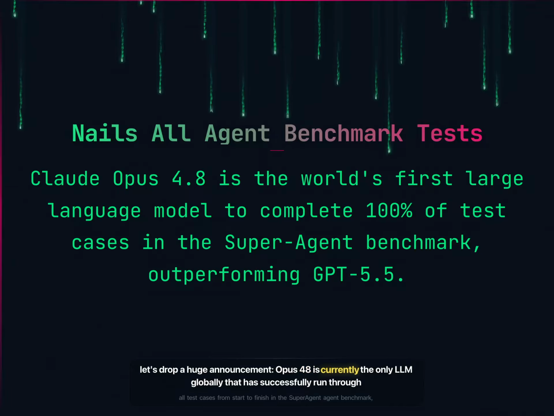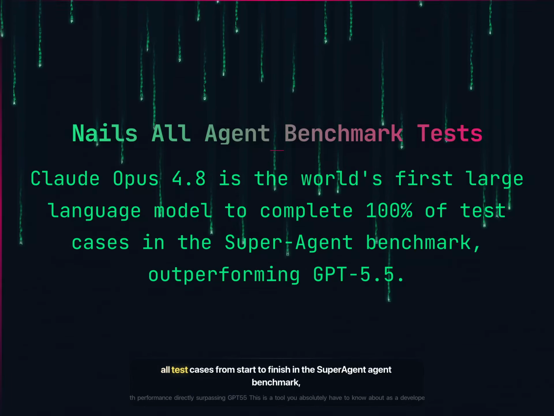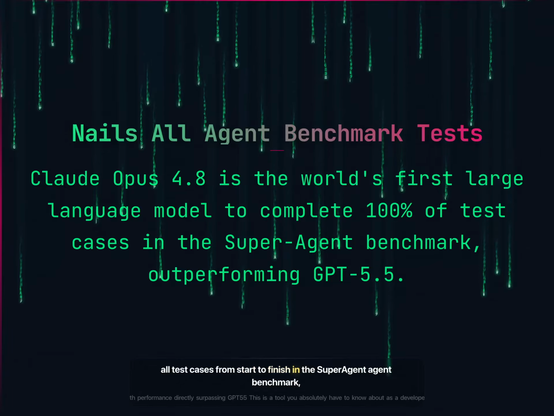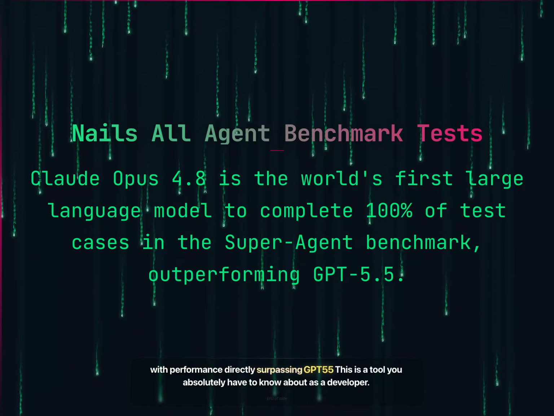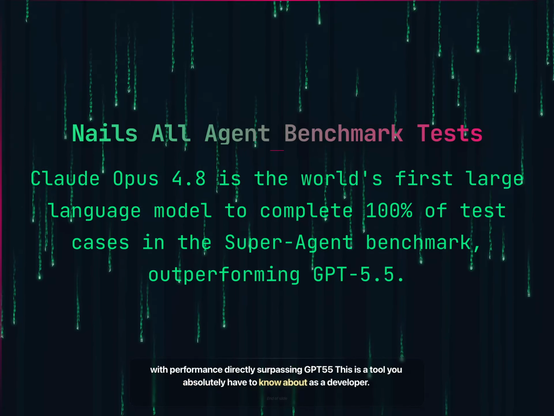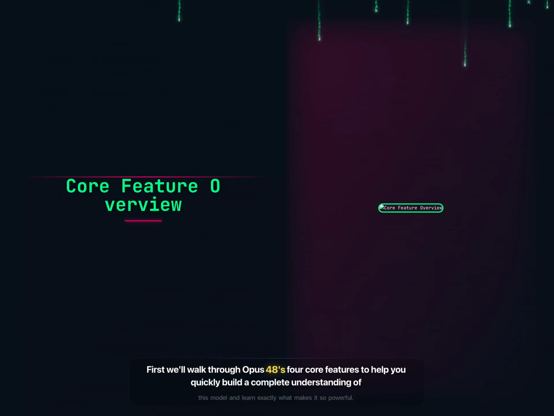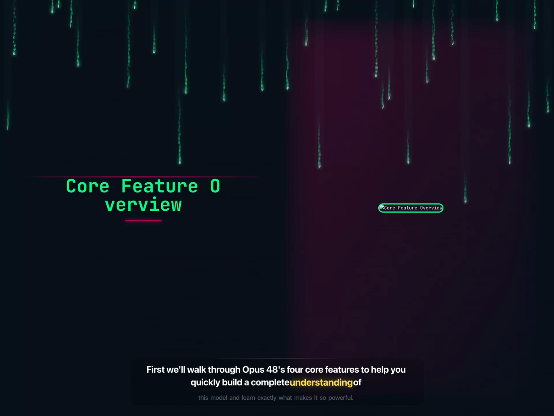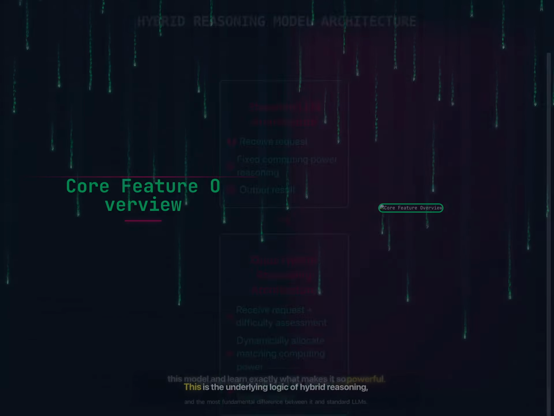First off, let's drop a huge announcement. Opus 4.8 is currently the only LLM globally that has successfully run through all test cases from start to finish in the Super Agent benchmark, with performance directly surpassing GPT-5.5. This is a tool you absolutely have to know about as a developer. First, we'll walk through Opus 4.8's 4 core features to help you quickly build a complete understanding of this model and learn exactly what makes it so powerful.